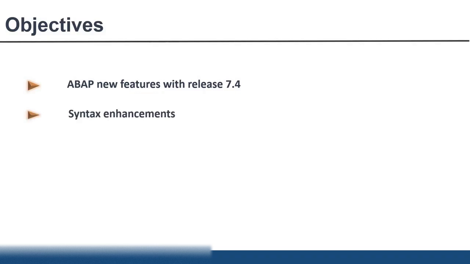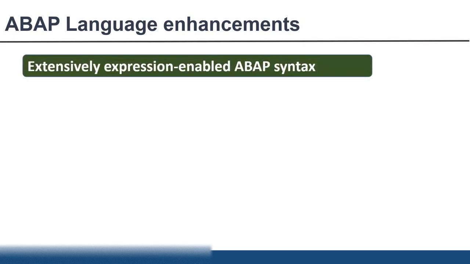In this module, you will learn new features of ABAP introduced with release 7.4, various syntax enhancements, and at the end of the video, you will be able to write programs using new features. The content of this video is a quick reference guide which gives you the essentials you need and shows you how the code you are already familiar with can be improved with ABAP 7.4, which is now extensively expression enabled.